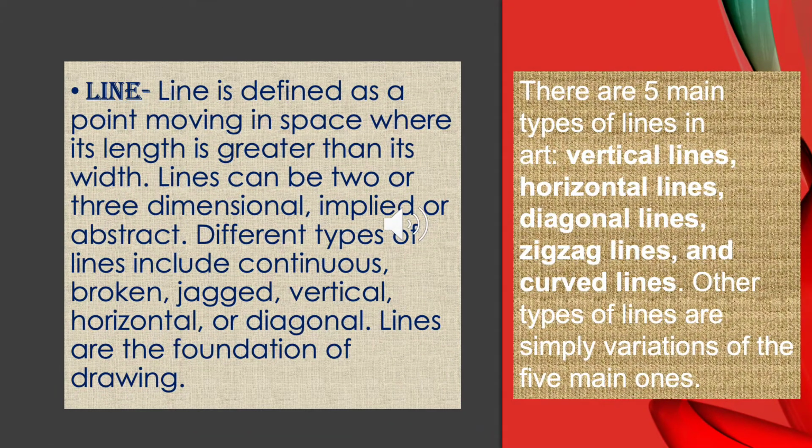The first element is line, which is defined as a point moving in a space where its length is greater than its width. There are five main types of lines in art: vertical line, horizontal line, diagonal line, zigzag line, and curved line. Other types of lines are simply variations of the five main ones.